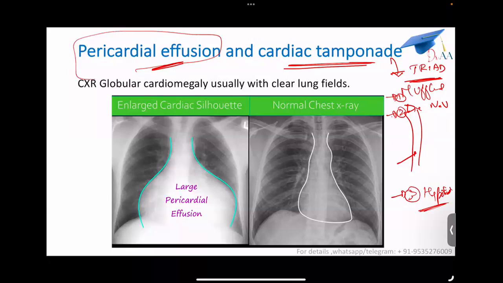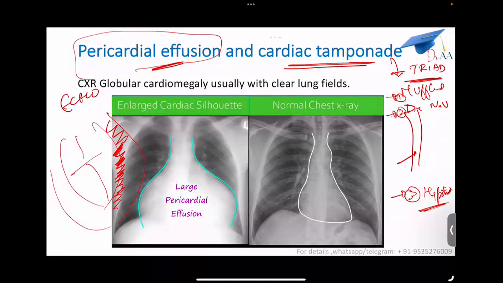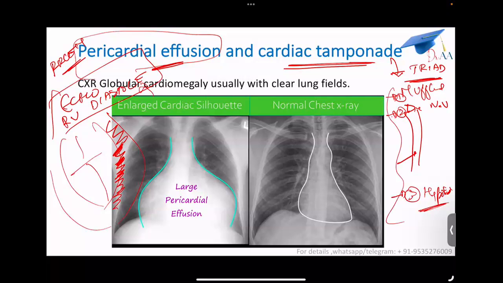Why do we get hypotension in this patient? If you consider this as the heart and this as the pericardium, this fluid will increase so much that it starts compressing the ventricle. So during echo, if you see compression or collapsing of the right ventricle during the diastole, this is the earliest finding for cardiac tamponade on echo. In the FRCEM exam, they have tested what is the earliest finding on echo to call it cardiac tamponade. So right ventricular collapse during the diastole is the earliest echo finding for cardiac tamponade. So this is the triad you are looking for in cardiac tamponade.